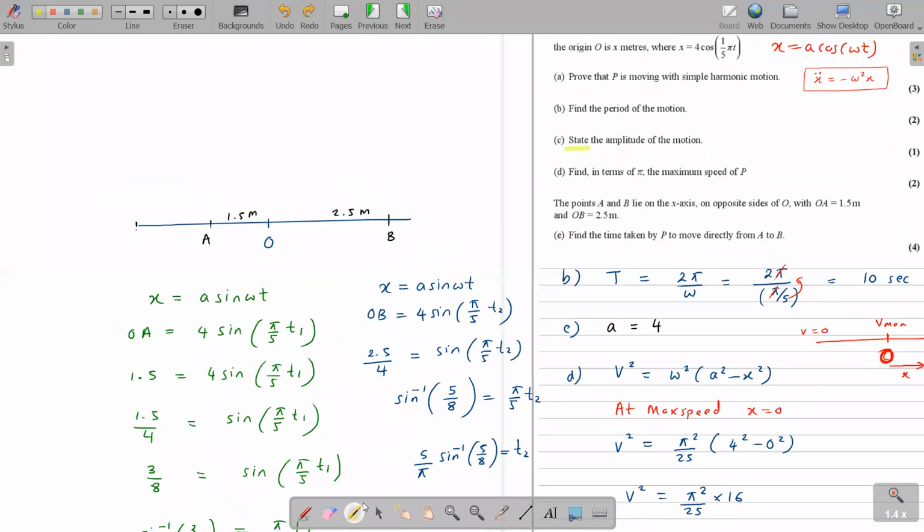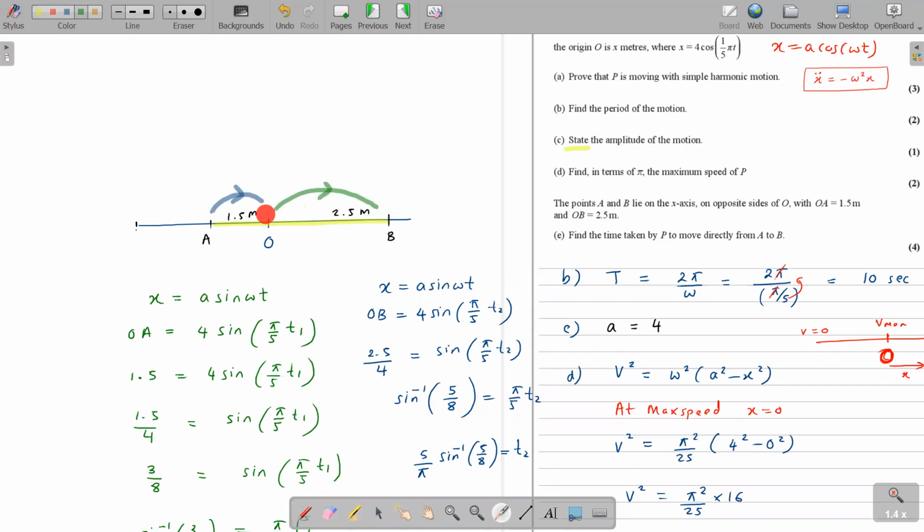So what I've done here is find the time taken from A to B. I'm going to break this into two sections. I'll first find the time taken from A to O, and then I'll find the time taken from O to B.